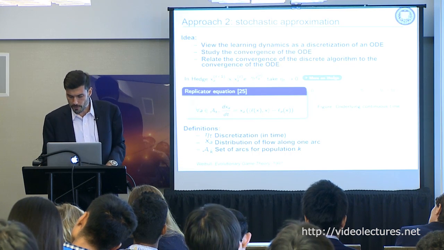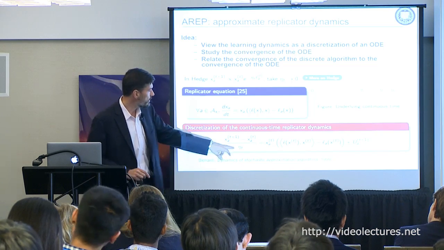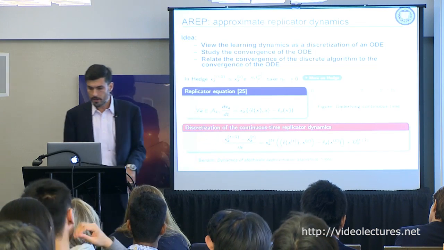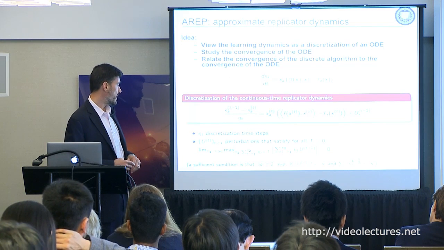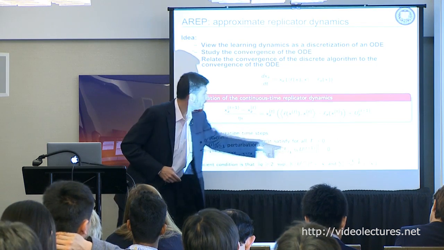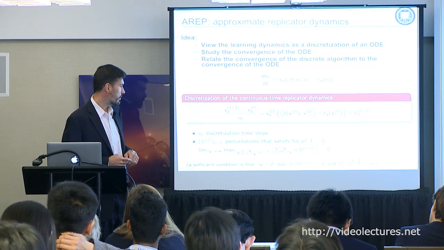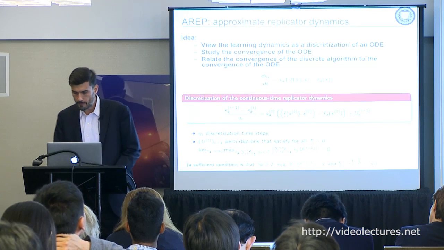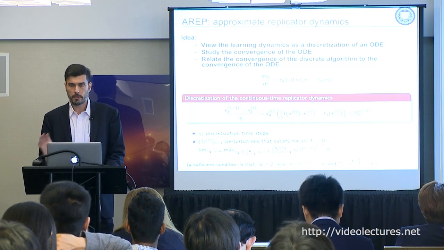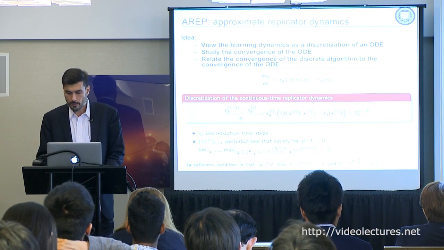And if you make the proper assumption on this eta t factor while discretizing the equation this way, what you can prove is that under specific assumptions, in particular on the stochastic perturbation noise you add to it and on the weighting, then you have convergence almost surely to a Nash equilibrium. So what does that mean?